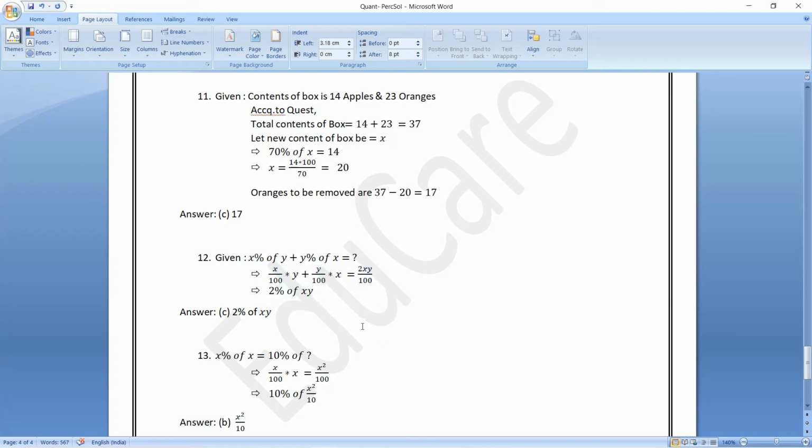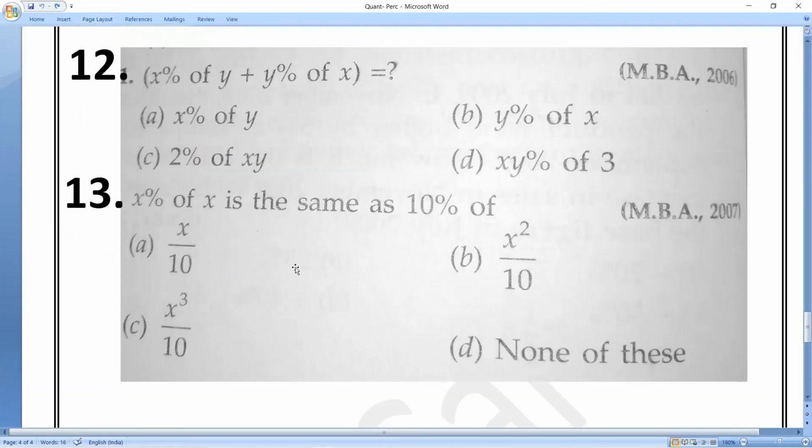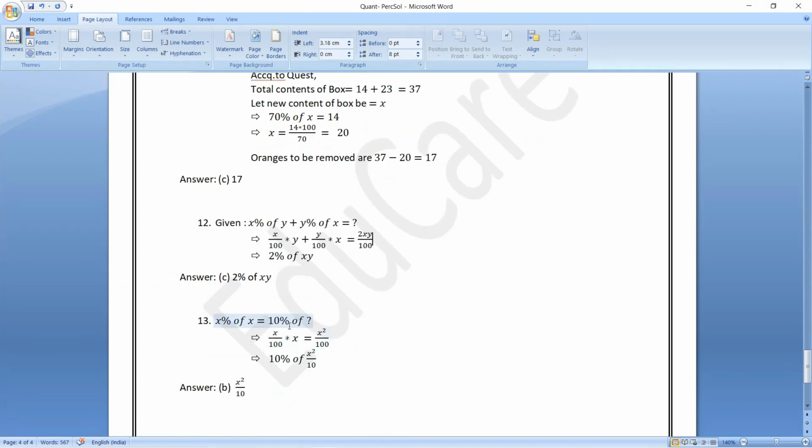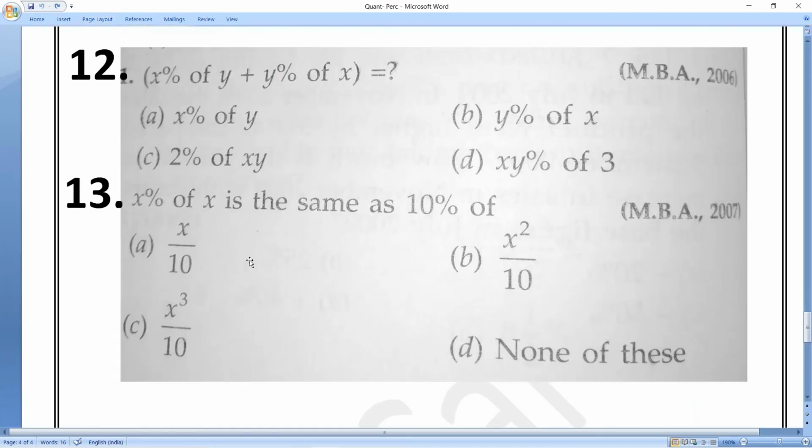Now next question, and the last for today. x percent of x is the same as 10% of what? So x percent of x, that is x by 100 into x, equals 10% of what? So x by 100 into x is x square by 100. Now once again we will look at the options. x by 100, we cannot get this. x square by 10, yes, we can get this.